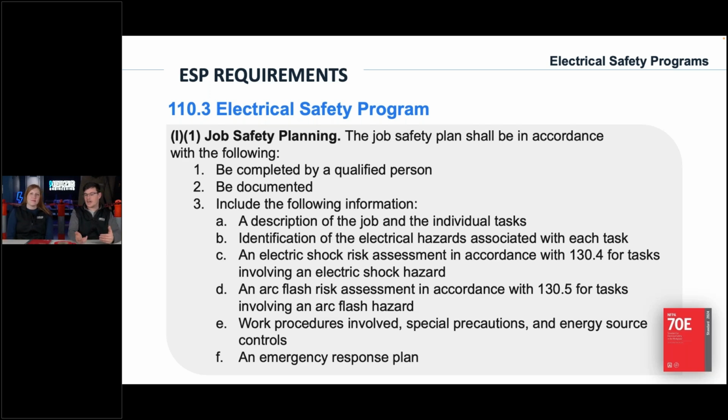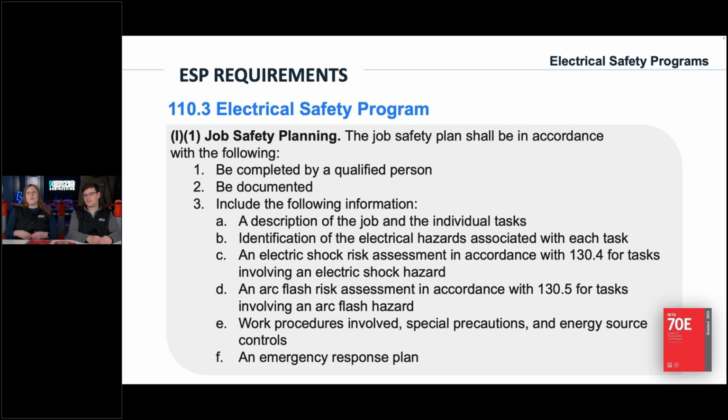A description of the job and the individual task for each person, identification of the electrical hazards with each task, an electric shock and arc flash risk assessment, work procedures involved, special precautions, energy source controls, and an emergency response plan. So if something does go wrong, what's our response plan? So we don't panic in the moment.